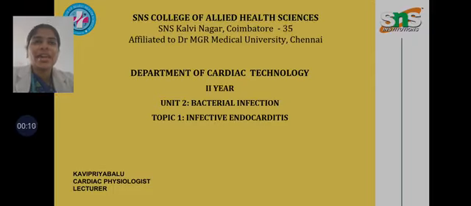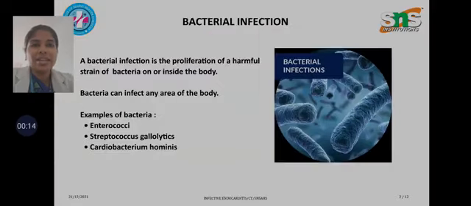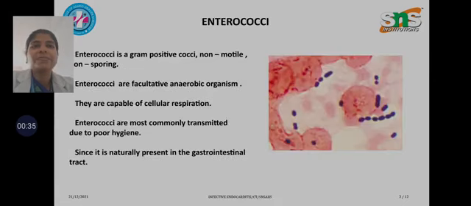I would like to share my case study video about infective endocarditis. Here, bacterial infection is the proliferation of harmful strains of bacteria inside the body. Bacteria can infect any area of the body, and examples of bacteria are Enterococci, Streptococcus gallolyticus, Cardiobacterium hominis.